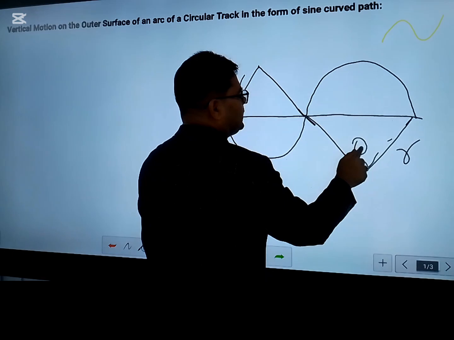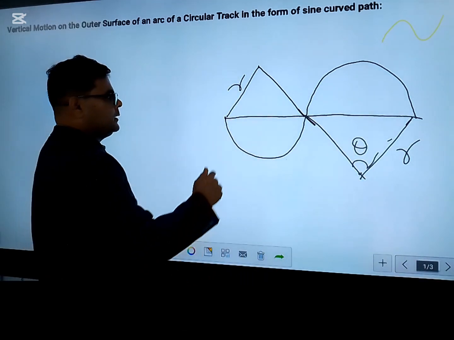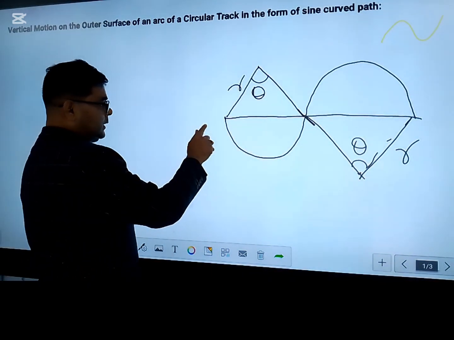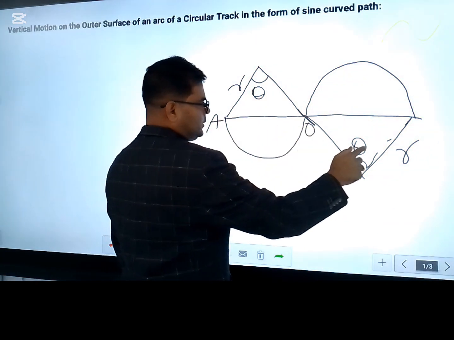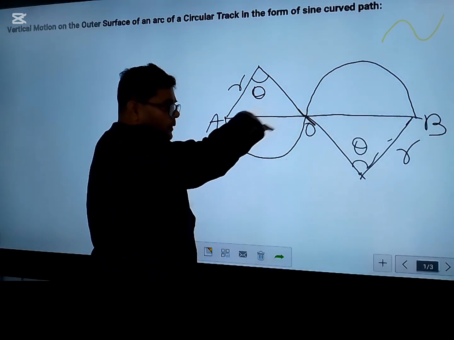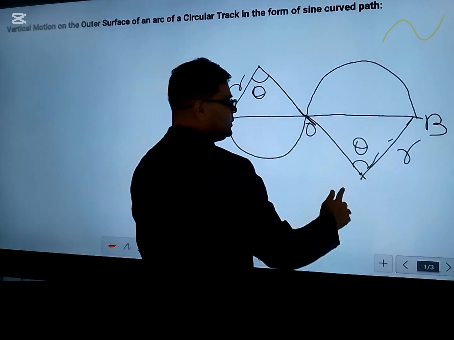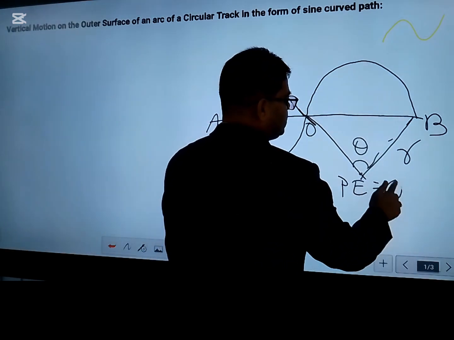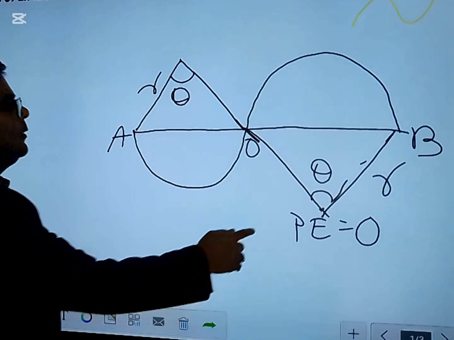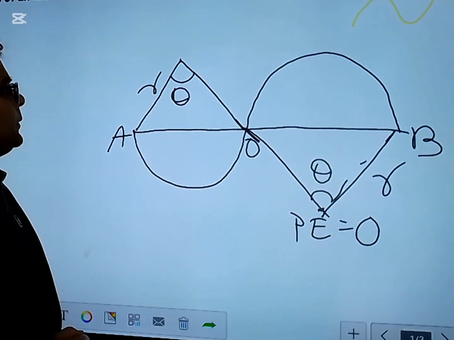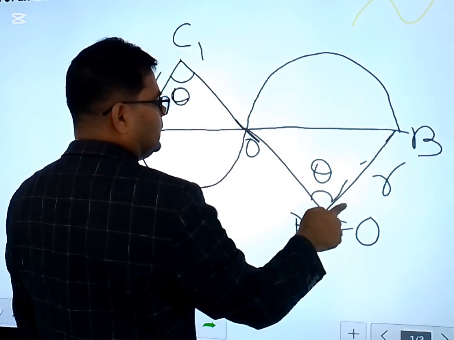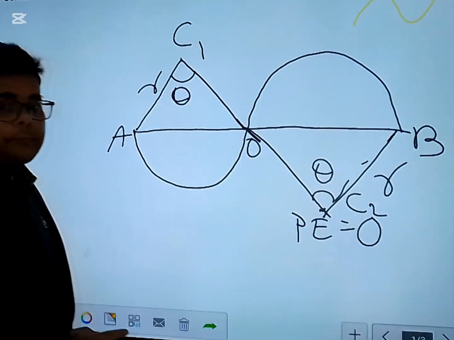And this is angle theta, which is subtended at the center, that is, the described angle is theta in both cases. Now suppose that this is A, this is O, and this position is B, and A, O, B all lie along the same straight line, and if you consider this to be potential energy equal to 0, that means A, O, B are all at the same height about this center. So you call the first circle's center C1 and the second center C2.